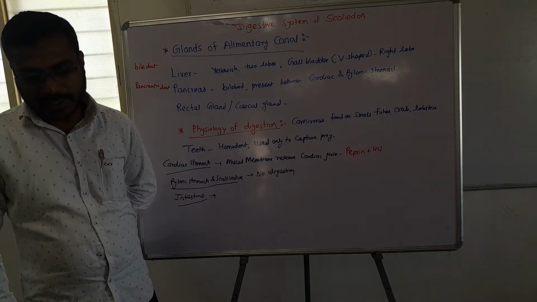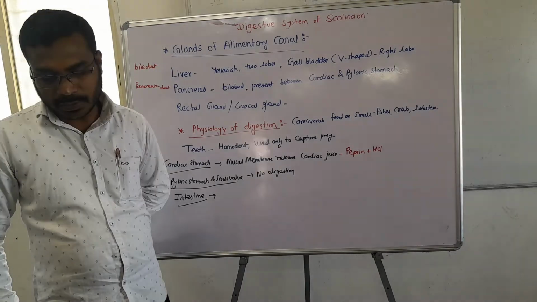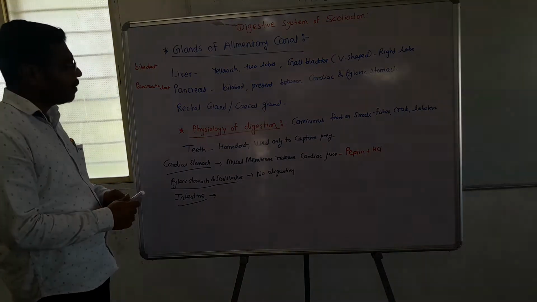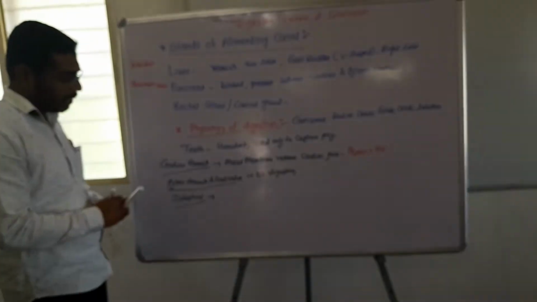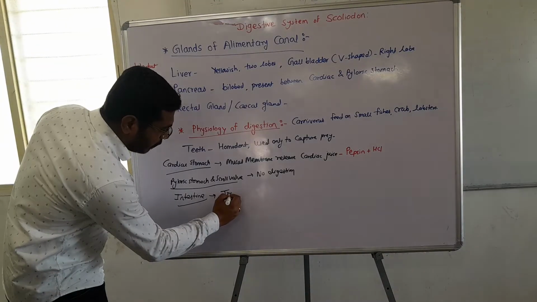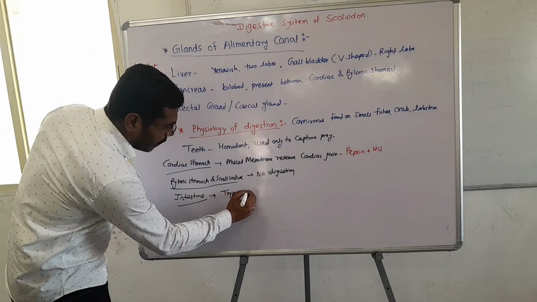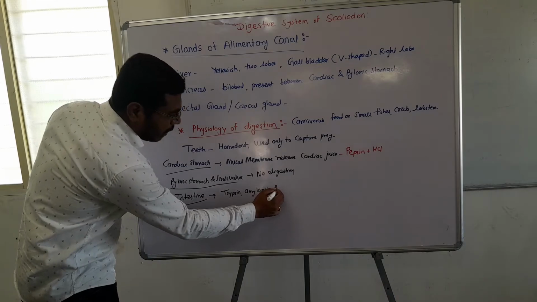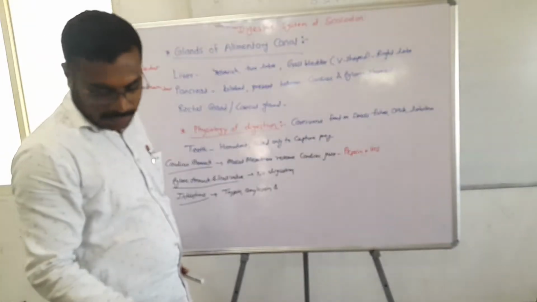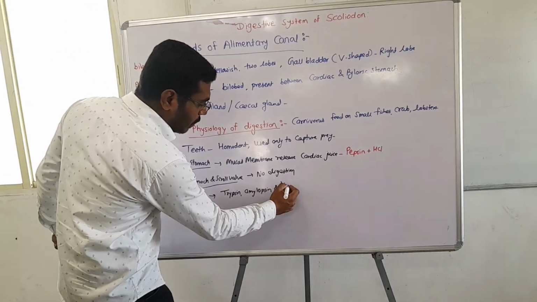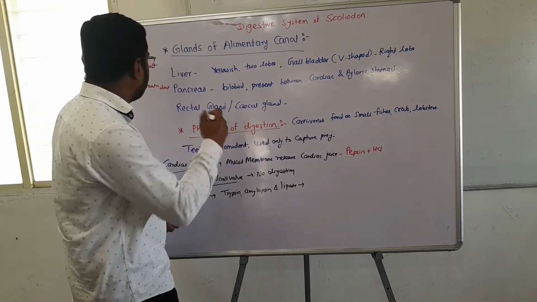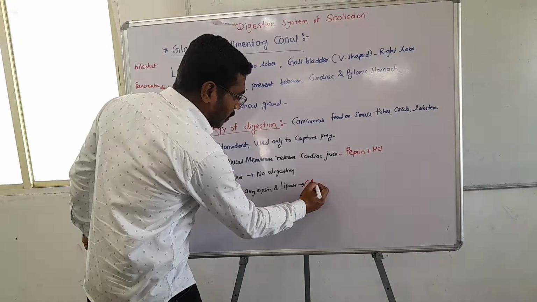The pancreas secretes trypsin, amylopsin and lipase. These three enzymes are released by the pancreas gland.